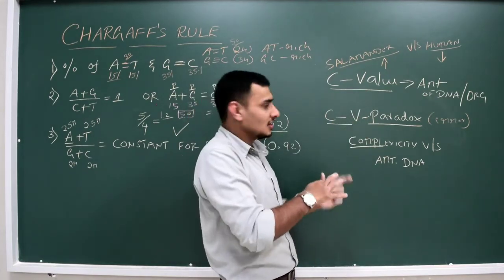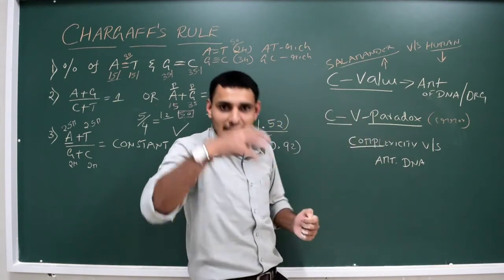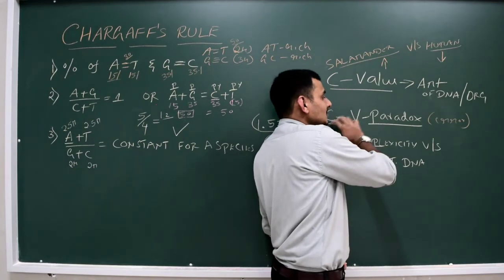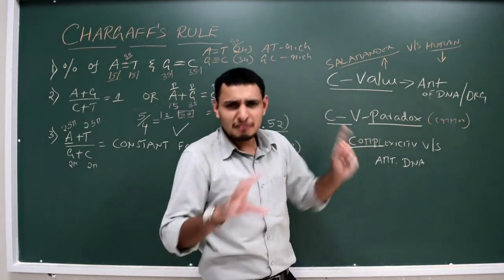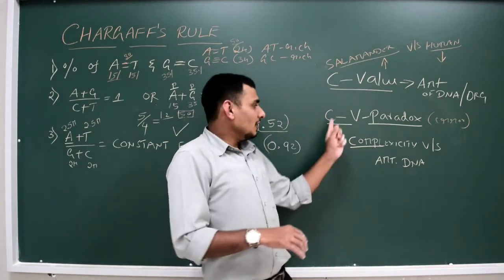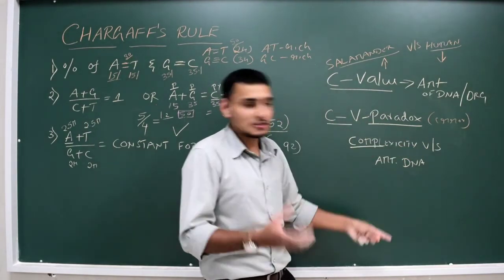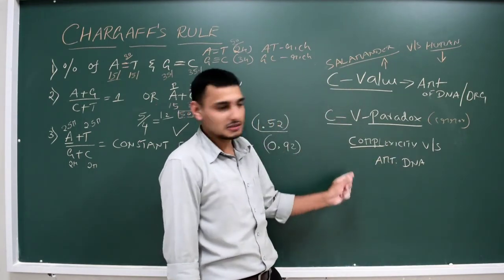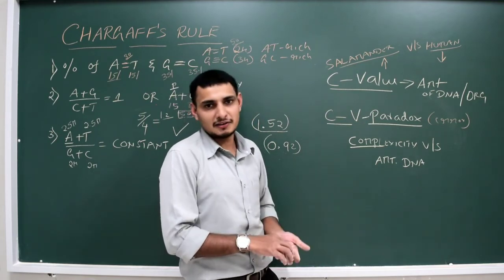That difference between the complexity of an organism and the amount of DNA present within that organism is called C value paradox. Hope you understood what is C value: the amount of DNA present in an organism. Whereas C value paradox is the error, that is the complexity versus the amount of DNA. That's it. So that's all about these two things. Hope you understood this. Could be asked in NEET. I'm not sure about it, but just learn it, at least for the knowledge.